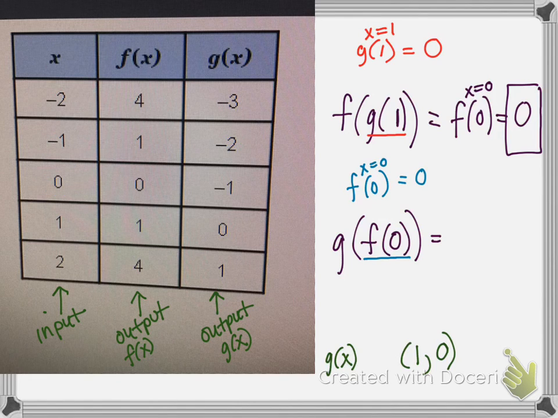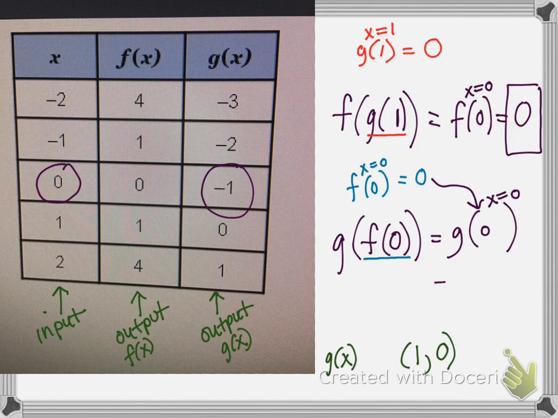So let's rewrite this original composition so it looks easier. So this is just g of 0. So that is saying if I plug in 0 for x, what do I get as my output? I get -1.